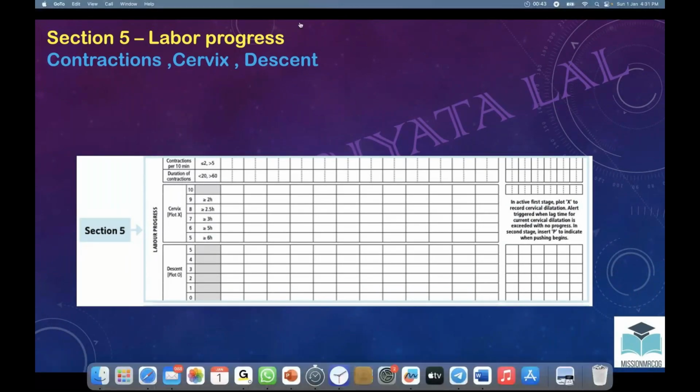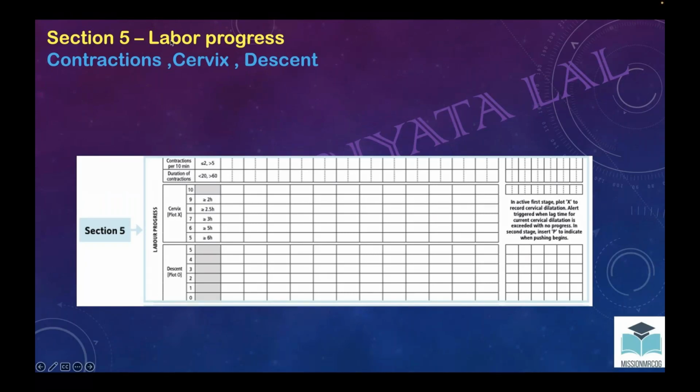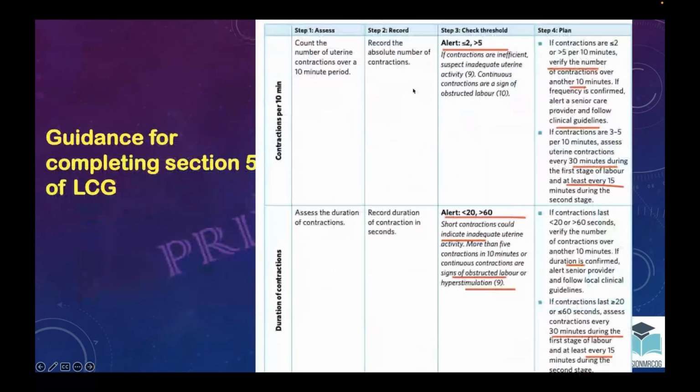Now section 5, and section 5 is about the labor progress. Very important part, labor progress. They will look at contractions in 10 minutes, duration of contractions, also cervical findings, and also descent of the head. So these are the parameters they are looking at in section number 5.